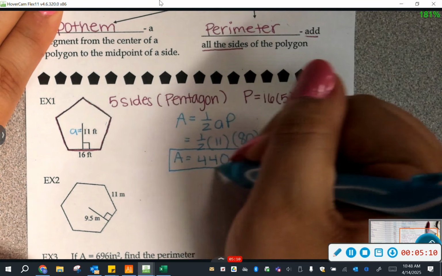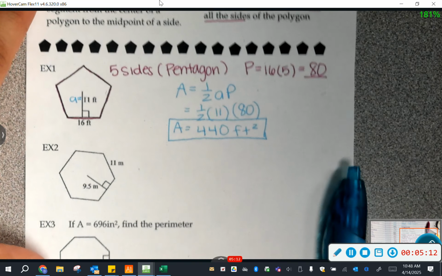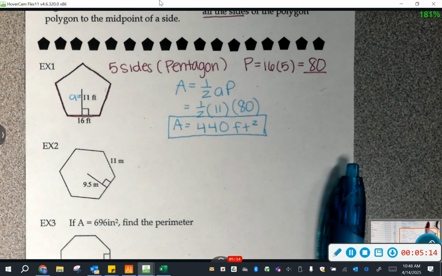You do number 2. Go. The apothem is always going to be from the center to a side, to the midpoint of it.